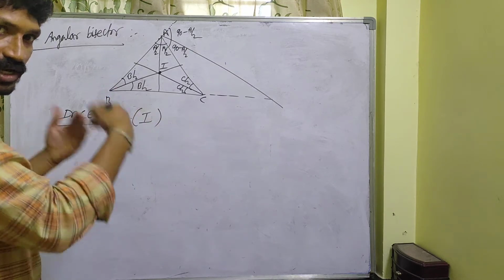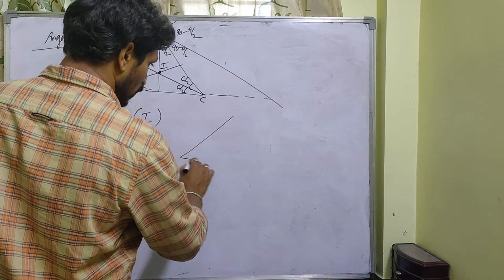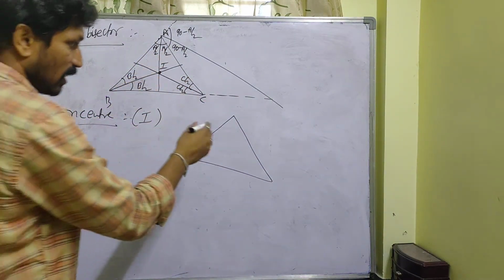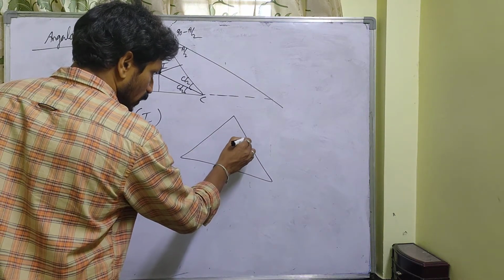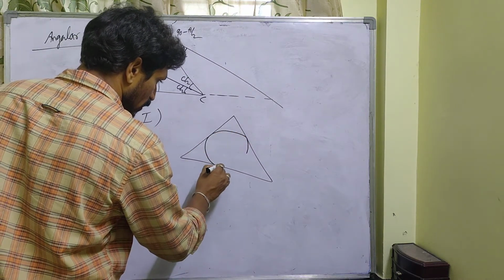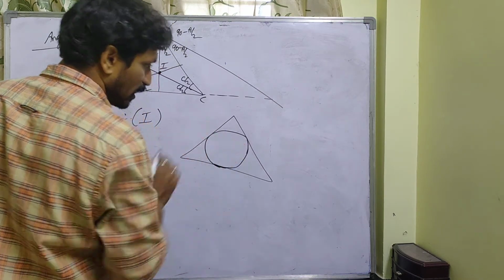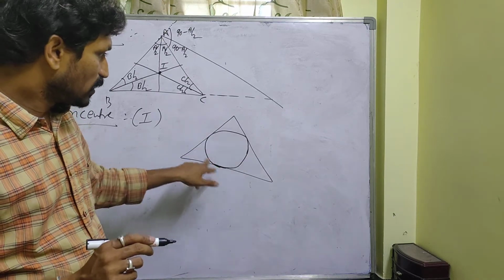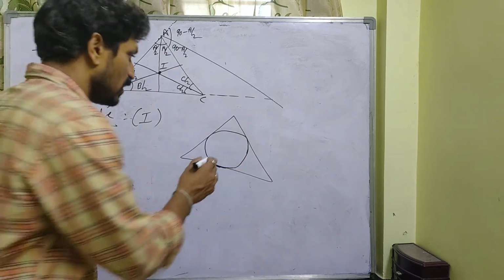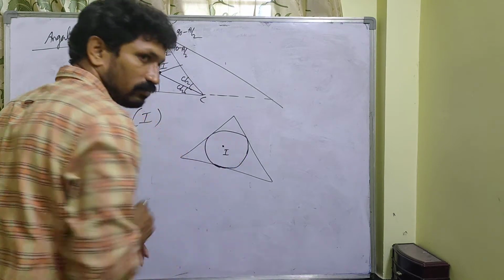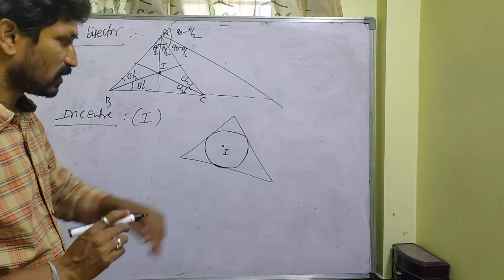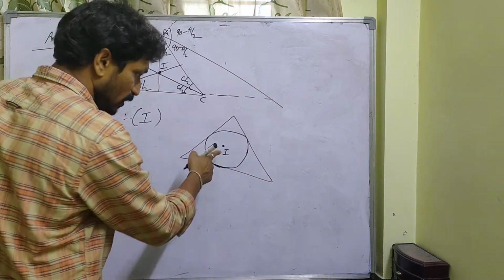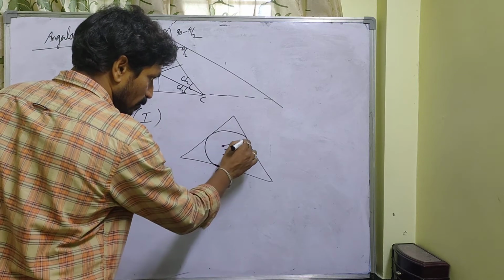In other words, if you take this triangle, the circle that touches the sides, which is possible only inside, is called the incircle. The center of the incircle is called the incenter. And the perpendicular distances from this incenter to the sides, perpendicular distances.